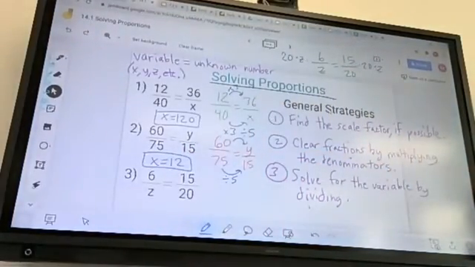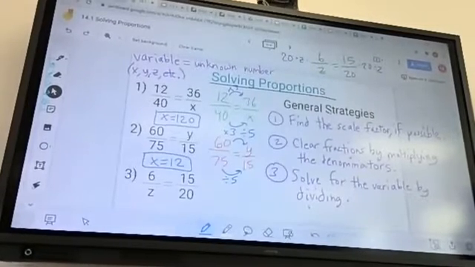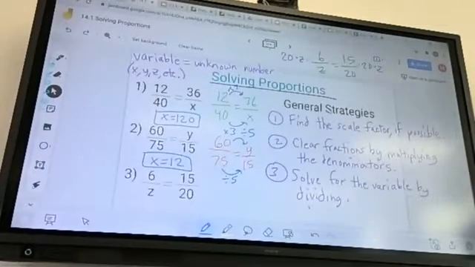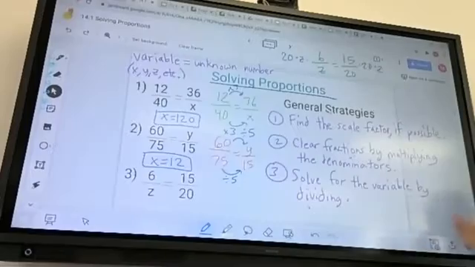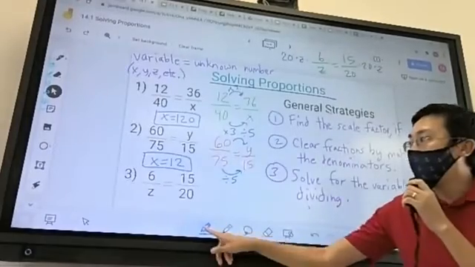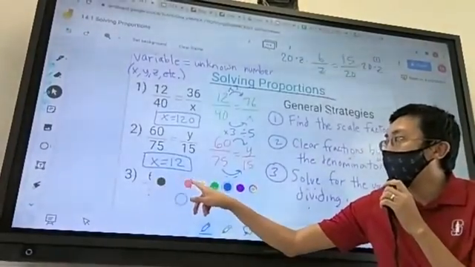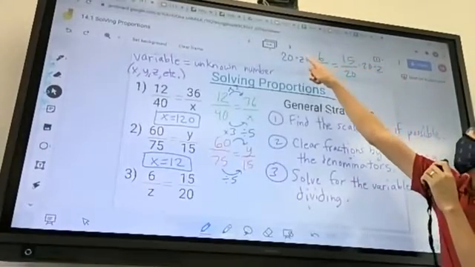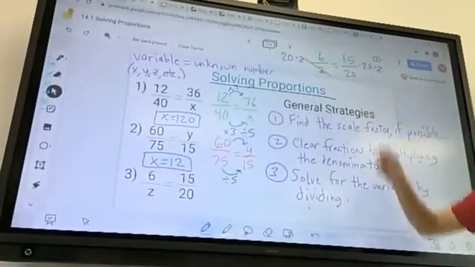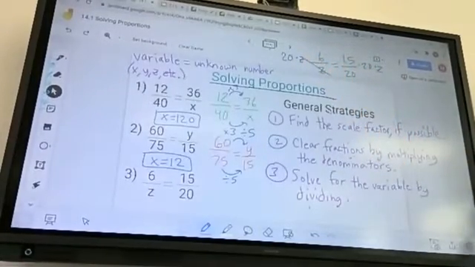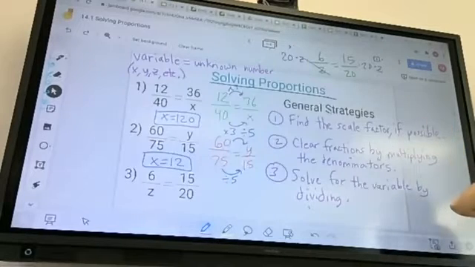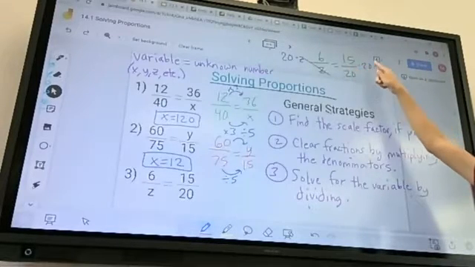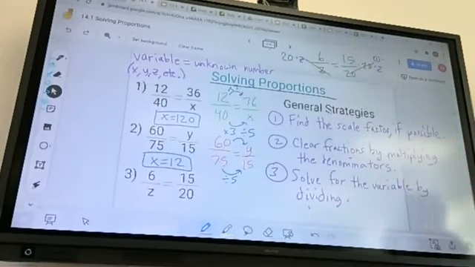And when you clear fractions, it makes your life a lot easier in terms of solving the problem because you don't have to deal with some nasty fractions. So now when we multiply 20 and z on both sides, you'll notice that something simplified. The multiply by z and divide by z cancel each other out. And then on the right-hand side, the multiply by 20 and the divide by 20 cancel each other out.